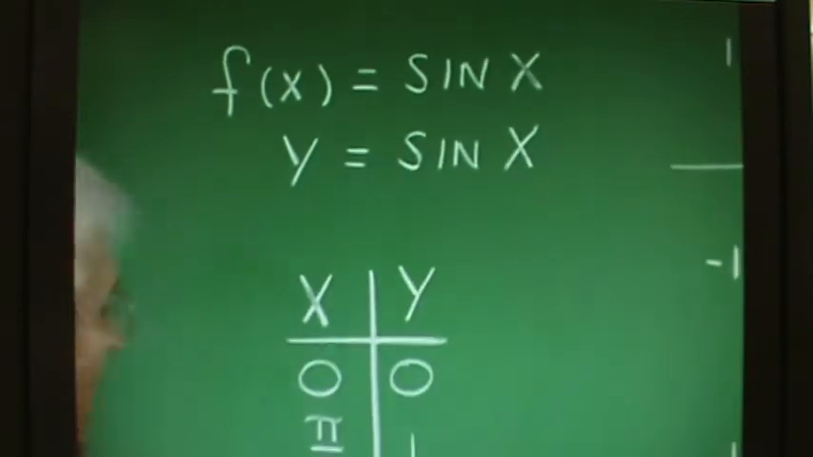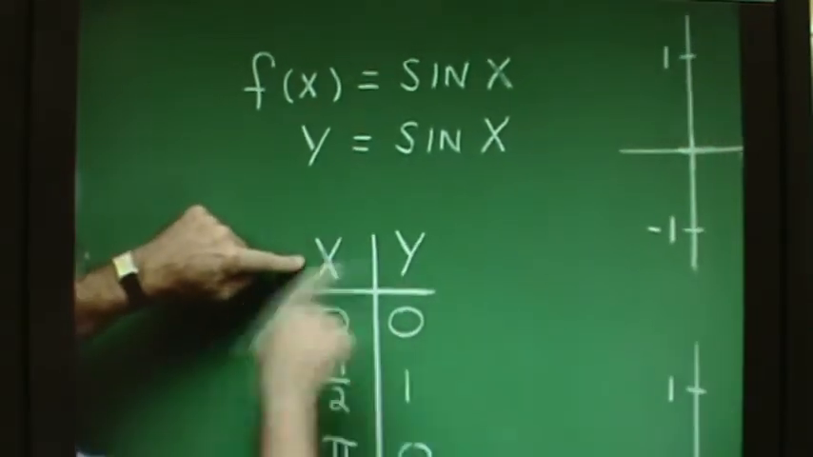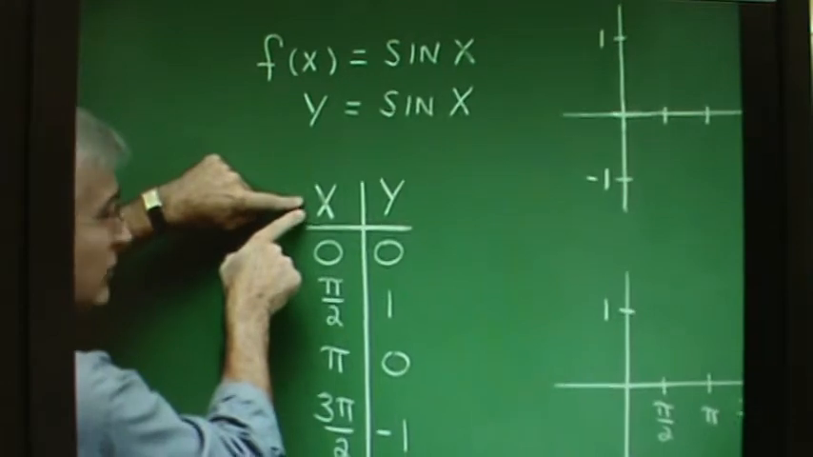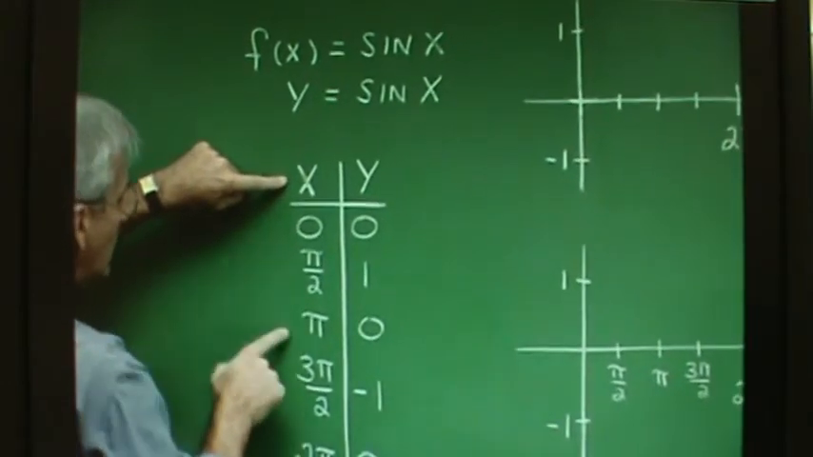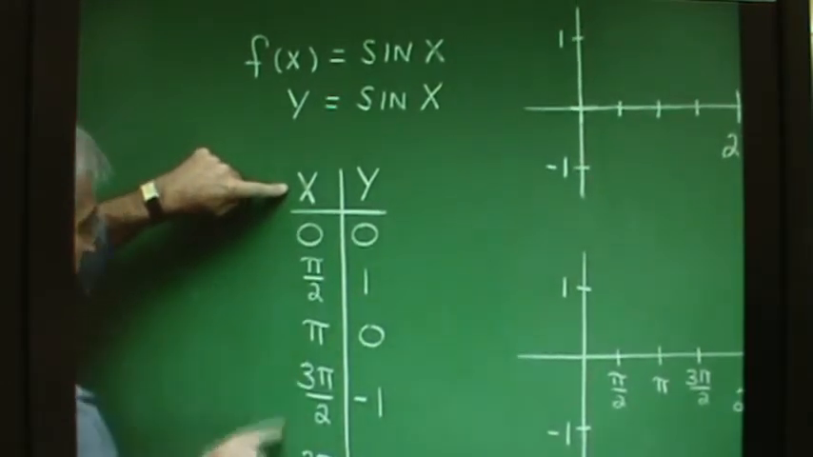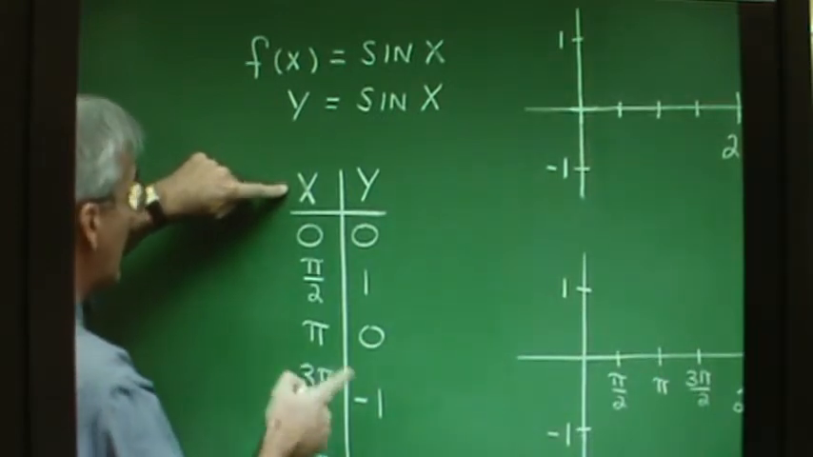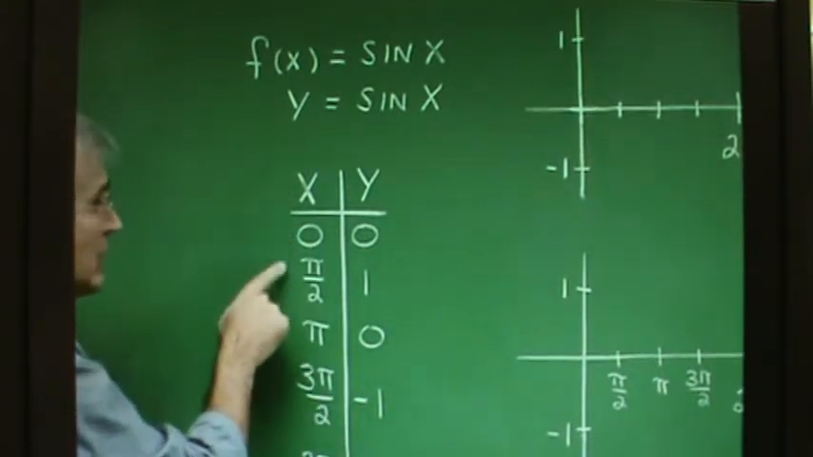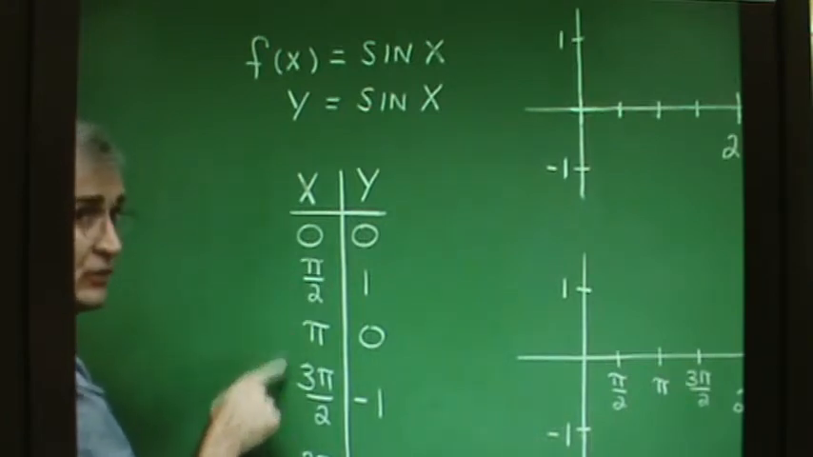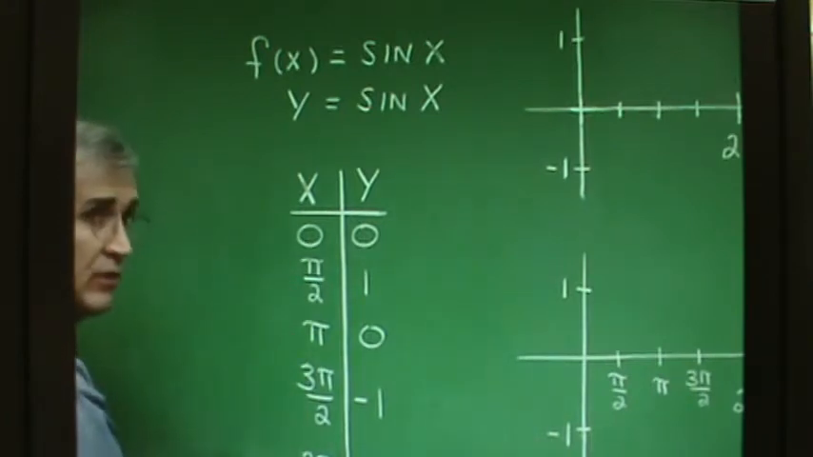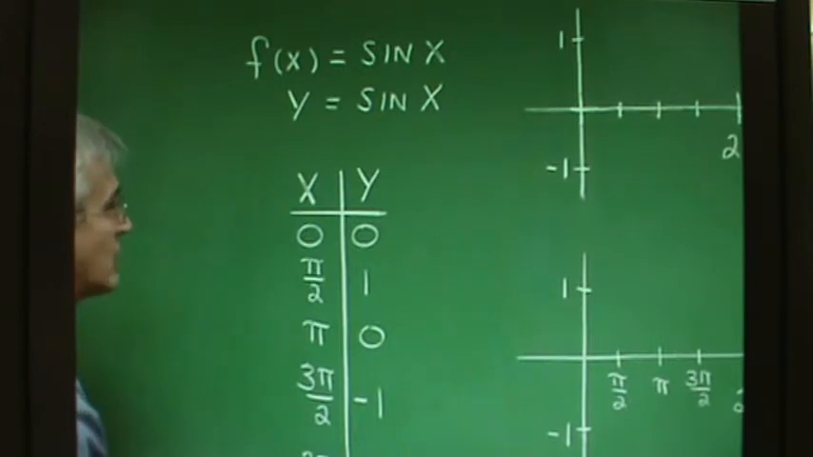Using the point plotting method, we just fill in a table of values. Now, I've allowed x to take on values 0, pi over 2, pi, 3 pi over 2, and 2 pi. I'm thinking in terms of real numbers here, but if we wanted to, we could say 0 degrees, 90 degrees, 180 degrees, 270 degrees, and 360 degrees, and again, have the same result.